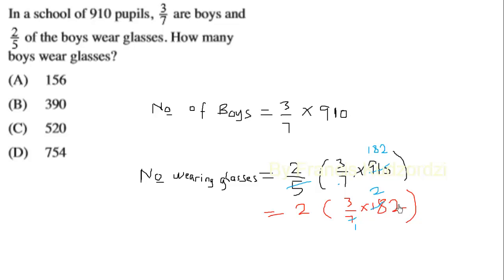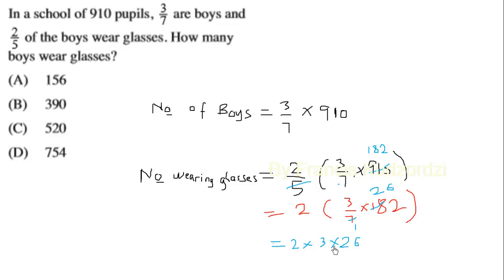So that is 40 plus 2 will give us 42. So 7 will go into 42 6 times. So now we are left with 2 times 3 times 26.